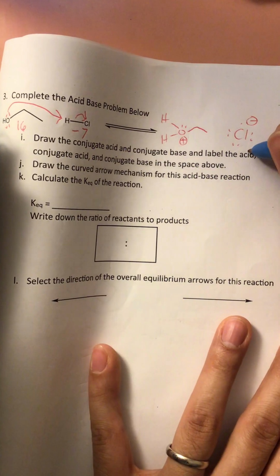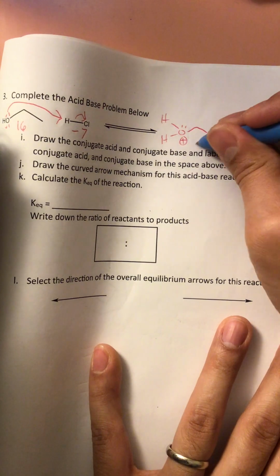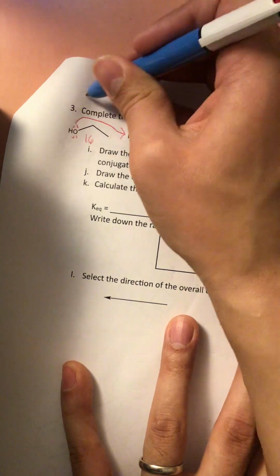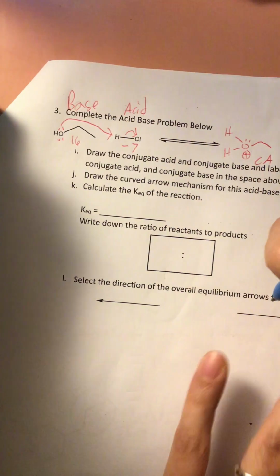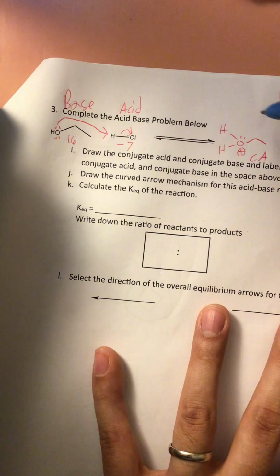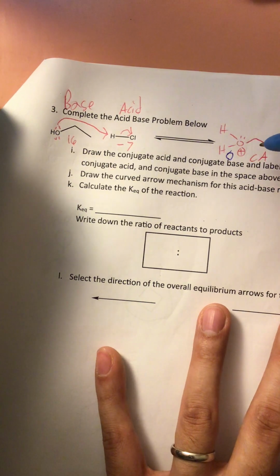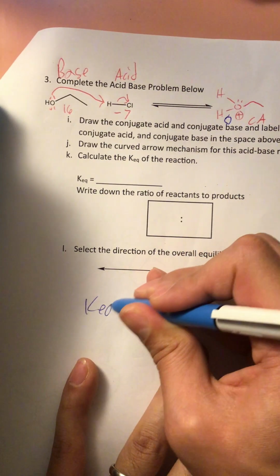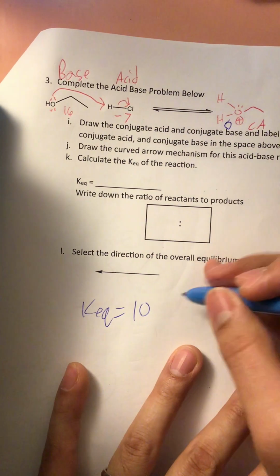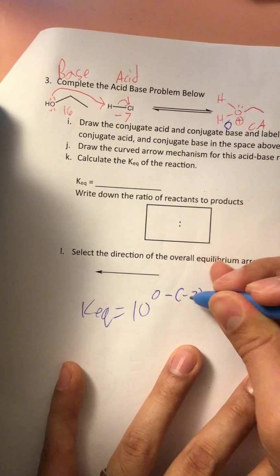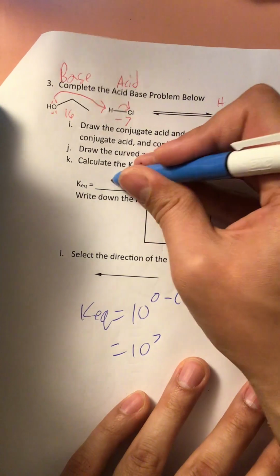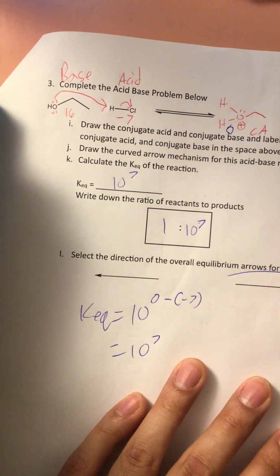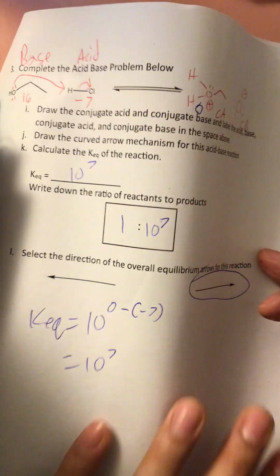All right, and then this is going to be our conjugate base. This is our conjugate acid. This is our acid. This is our base. And this pKa is about 0. That one's minus 7. So the KEQ now is going to be 10 to the one on the right, which is 0, minus 7, which is equal to 10 to the 7th. So we have 10 to the 7th, which is going to favor the equilibrium going to the right.